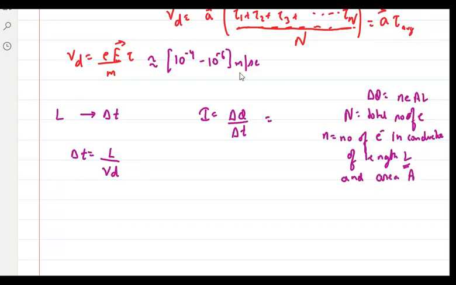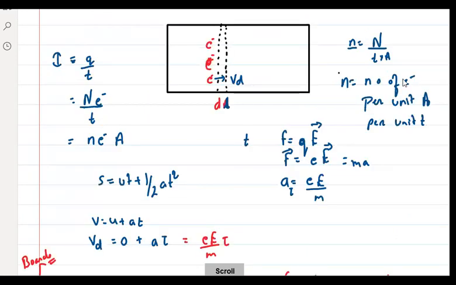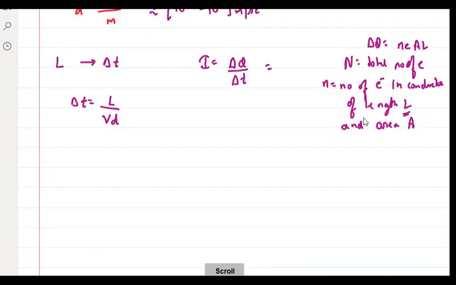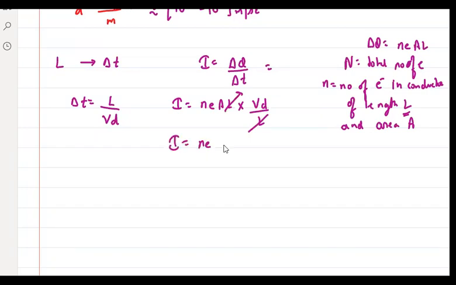Okay, but here n was the number of electrons per unit area per unit time. So both small n are different. Remember this. So if you put these values, what will be I? I will be n e A L into, now this is Vd by L. L will get cancelled. So can I say, sir, I is equal to n e A Vd? So this is the formula. This is the expression for current in terms of drift velocity. n e A Vd. That's all you have to remember.